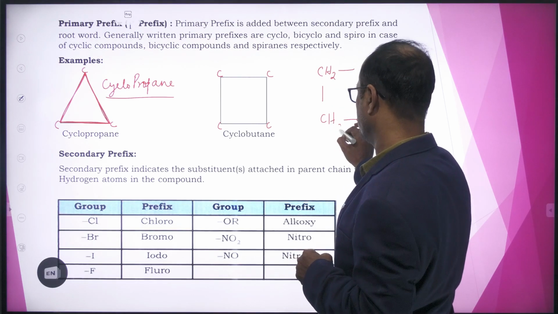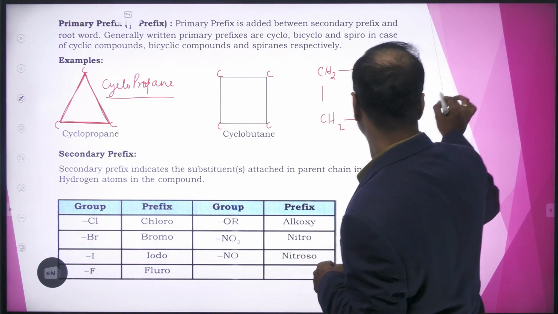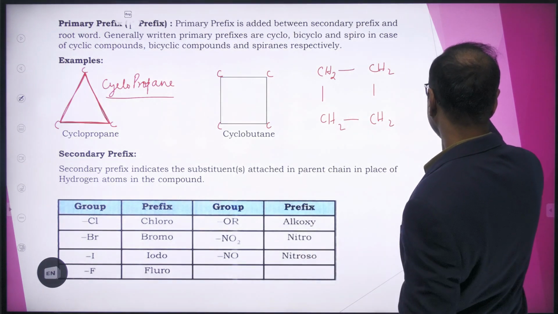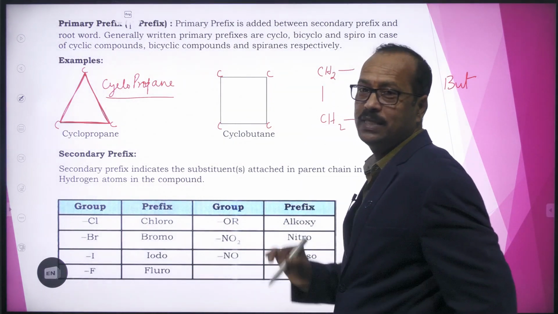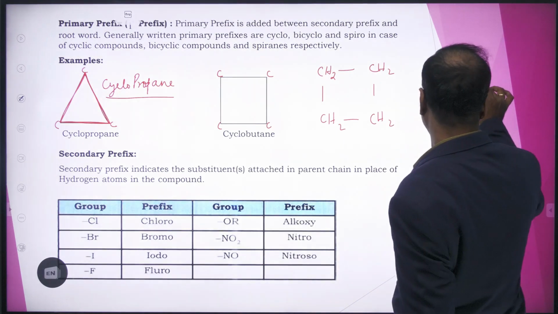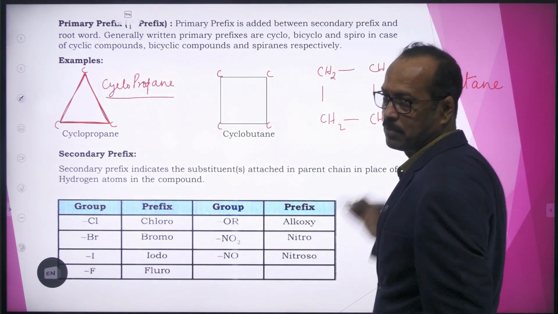This is the actual structure of this one. And how many carbons? 4 carbons. 4 means what? Bute. And what type of bonds are there between the 2 carbons? Single bonds. Means ane. Okay, this is the primary suffix.